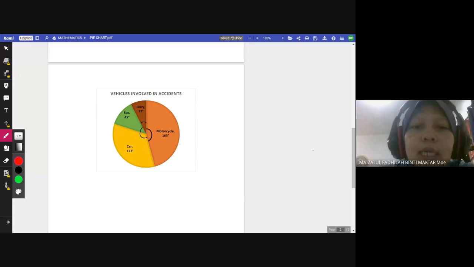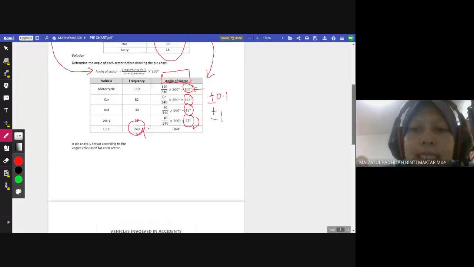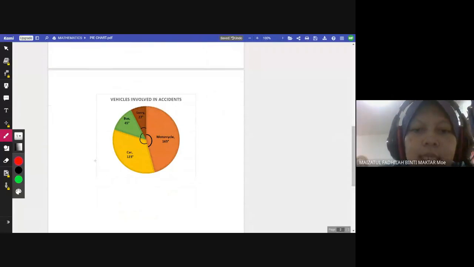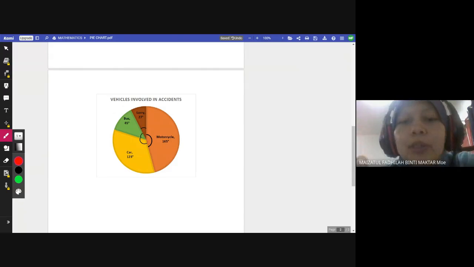So this is our chart. After you calculate, draw a circle. Then divide it into each of these sectors. Measure using your protractor. It's better that you use a protractor. I hope all of you know how to use a protractor.